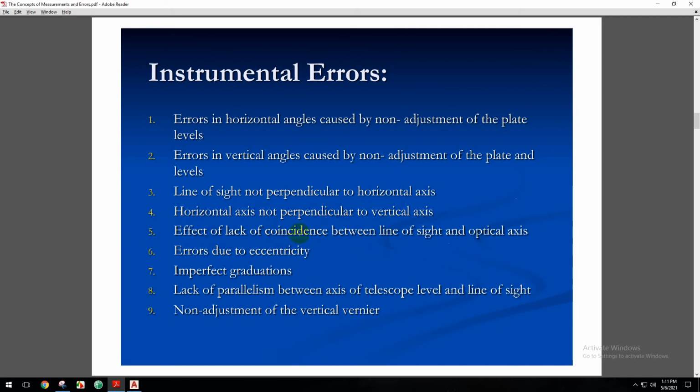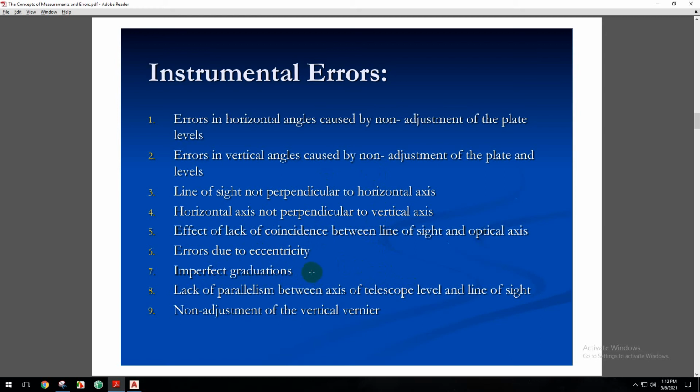Next, effect of lack of coincidence between line of sight and optical axis. So again, kung perpendicular siya dapat, sakto ang pag-coincide sa line of sight and sa optical axis. Errors due to eccentricity. Ang eccentricity, circle ang usa ka conic section. So again, due to temperature or uban pang mga factors, ang eccentricity sa imong instrument mo-expand na siya, so dili na siya circle. Ang ideal kay circle. So mo-cause na siya og error.